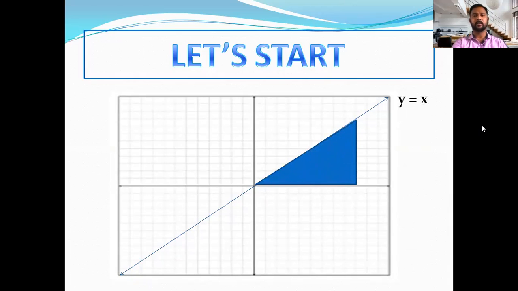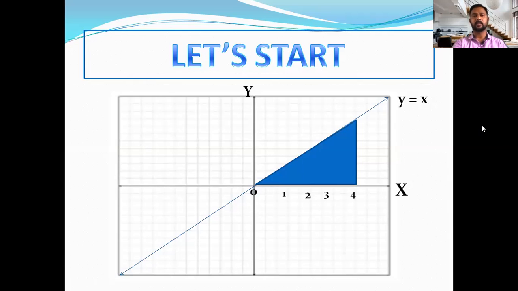Consider such a triangle whose one of the vertex is at origin and hypotenuse is along the line y is equal to x. Can you directly say what is the area of this triangle? Yes, it is a right triangle whose area is half base into height. Base is 4. What about the height? Yes, the equation is y is equal to x. So at the point 4, height must be 4 itself.